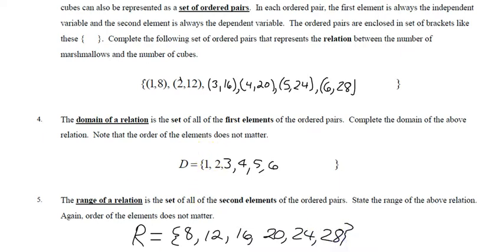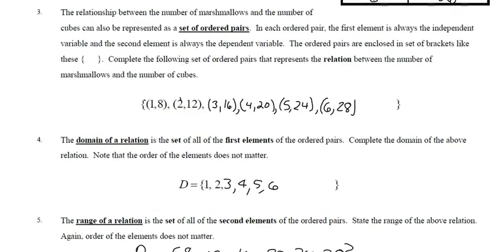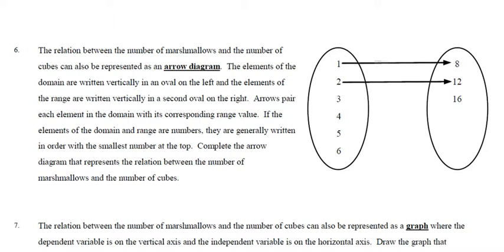Now you notice we lose some information just listing domain and range. Here we know that 1 goes with 8. Here we know that 1 is the first element and one of these will be the second element that goes with it. And we could assume, but we don't know for sure, that 1 doesn't go with 28 and that 6 doesn't go with 8. So we lose information listing the domain and range, which we have in the set of ordered pairs or the table. Now, let's look at a couple more ways.